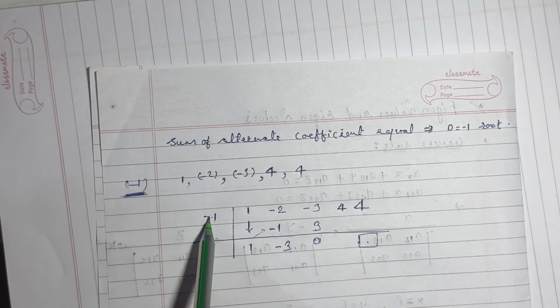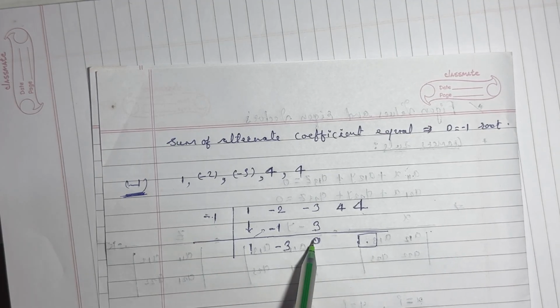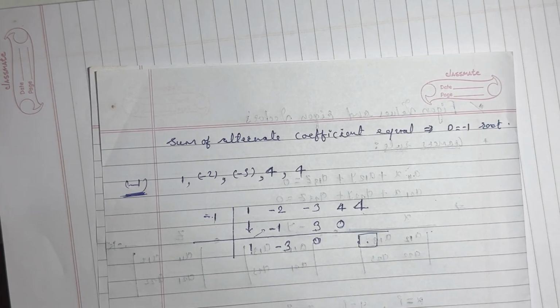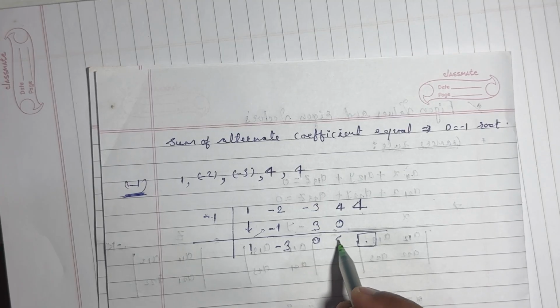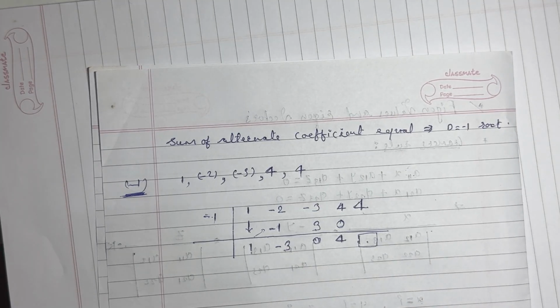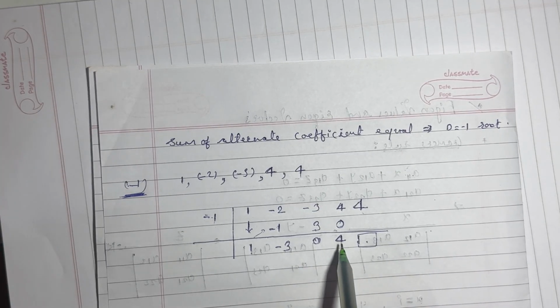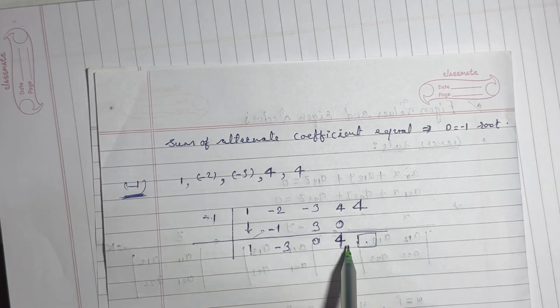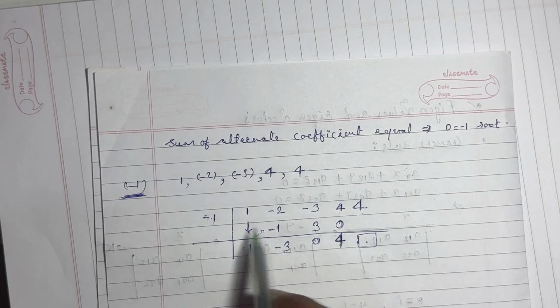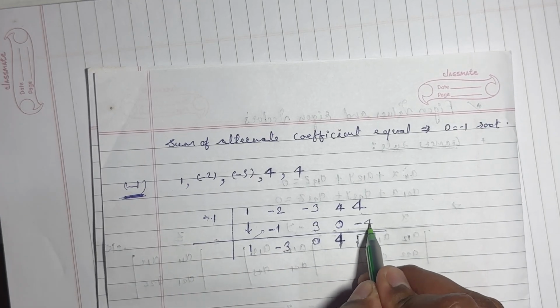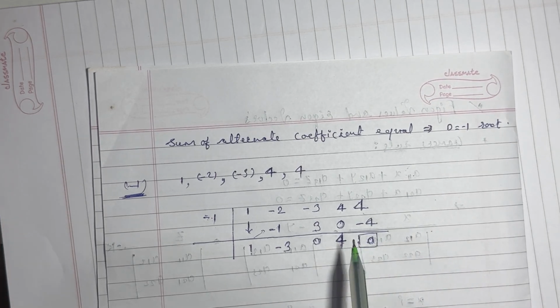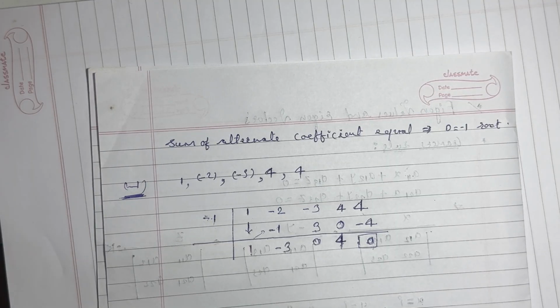0 into -1 is 0, so take this 0 here and add both of them, 4 plus 0 is 4. We are adding these two numbers here. Again multiply -1 into plus 4, which is -4, so -4 plus 4 goes to 0. See that I got the last element as 0.